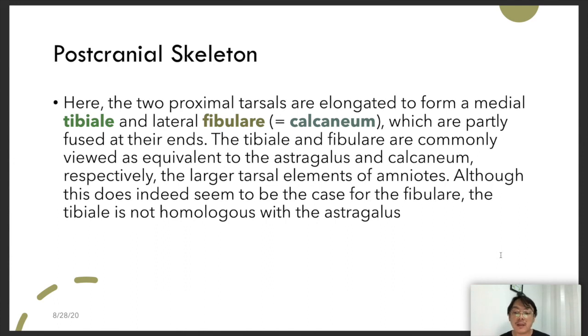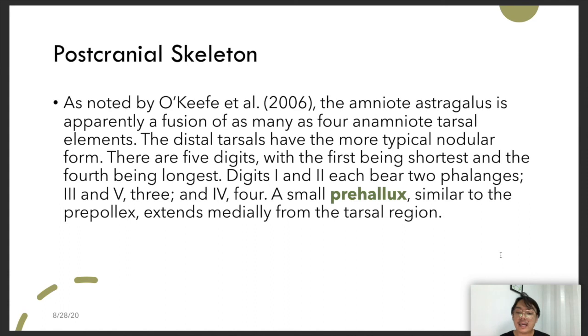The tibiale and fibulare are commonly viewed as the equivalent of the astragalus and the calcaneum, respectively, the larger tarsal elements of the amniotes. Although this does not indeed seem to be the case for the fibulare, the tibiale is not homologous with the astragalus. As noted by O'Keefe et al. in 2006, the amniote astragalus is apparently a fusion of as many as 4 amniote tarsal elements.